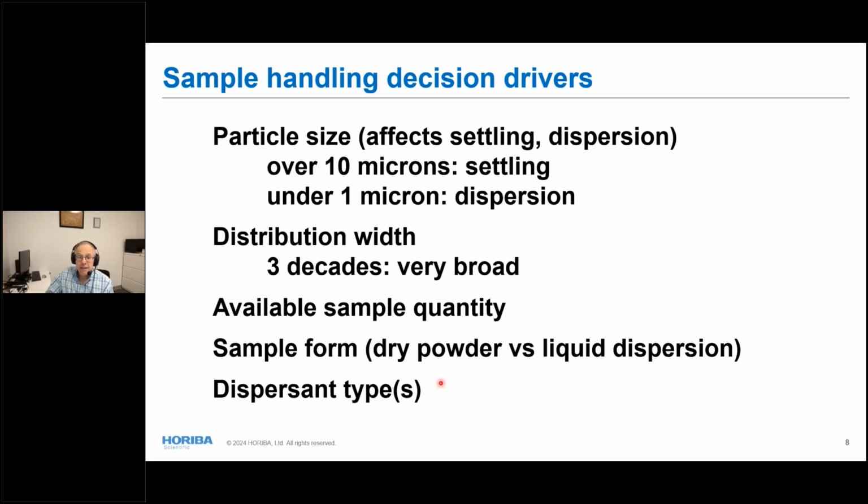The amount of material that's available is also very important as you pick sample handling. And if you don't have much material, that's going to be a very important measurement constraint. Sample form, which is kind of coupled with dispersion types. Do you have a dry powder or a liquid dispersion? And then if you want to make a dispersion, have a liquid dispersion, or you plan to make one, what dispersant or liquids are you using? So learning all these things will give you some pretty strong hints about what you want to use to make the analysis.